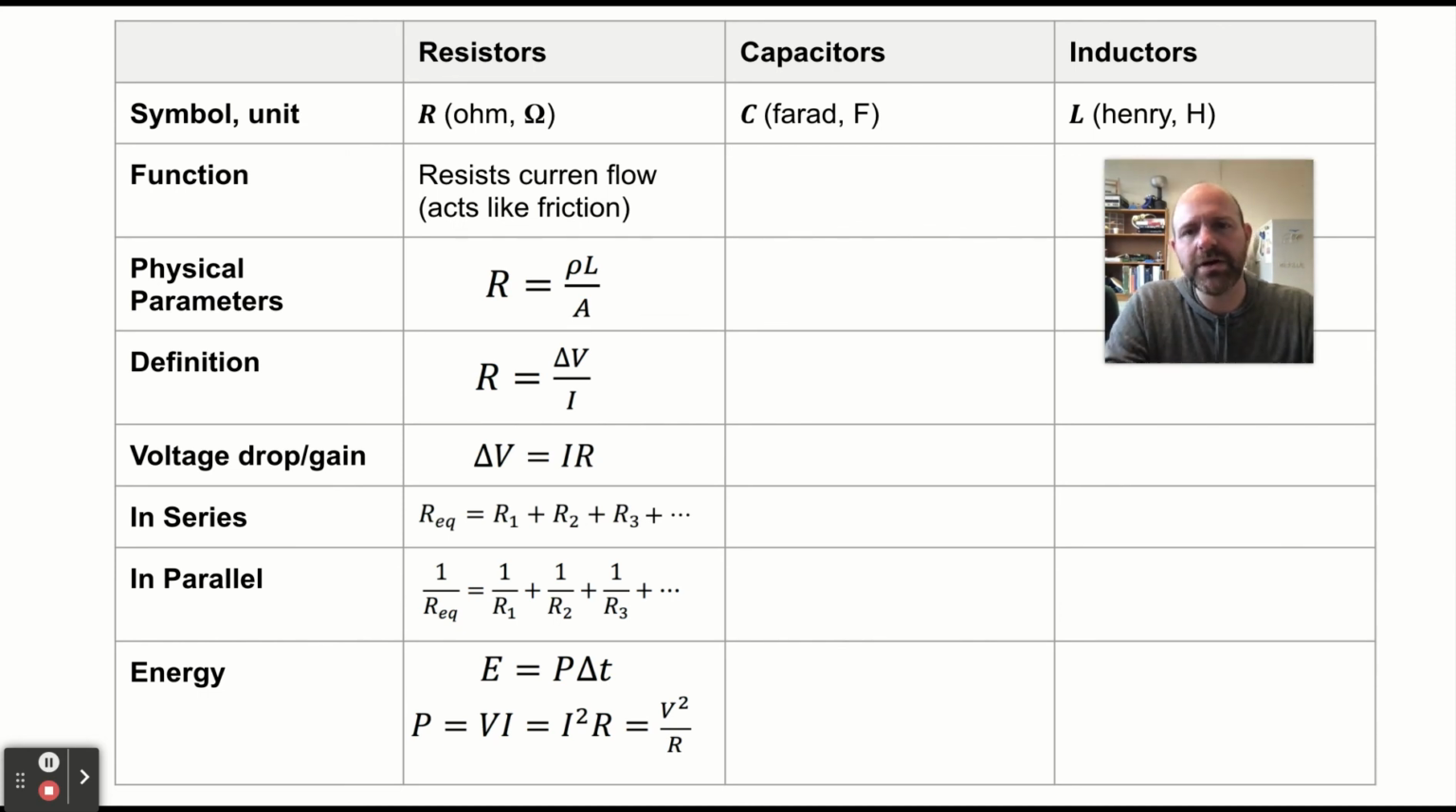So we have a lot of things we know about resistors and how they behave in circuits. We know their units, ohms. They kind of act like friction. They resist the flow. We know how to understand the resistance of a wire based on its physical characteristics. We've got Ohm's law and a couple different ways of thinking about it. We can add resistors in series and in parallel. And now we've talked about the energy and power for individual circuit elements.